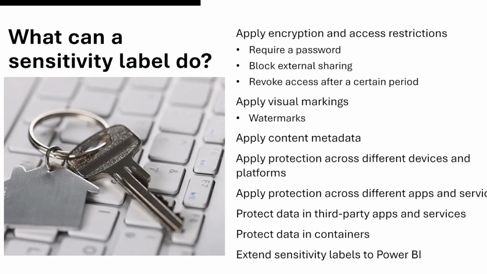And then it can apply protection to your data across third-party apps and services such as Dropbox, Gmail, Box, and of course it will be doing that through the use of Microsoft Cloud App Security Connector. You could also protect your data in containers, such as in teams, in Microsoft 365 groups, or SharePoint sites by applying sensitivity labels to the containers and inheriting the protection settings to the content within those containers.